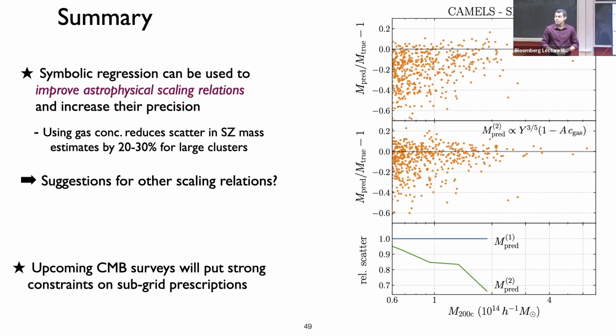But in principle, you can still do the same thing on projected or observed parameters, right? You mentioned that these are 2D from observations, projected parameters. But in principle, you can do the same thing with your symbolic regression on projected data. Yeah, we have to do that step. We are thinking about that.